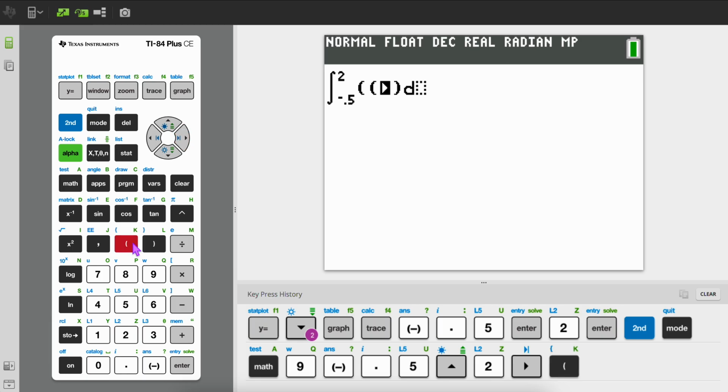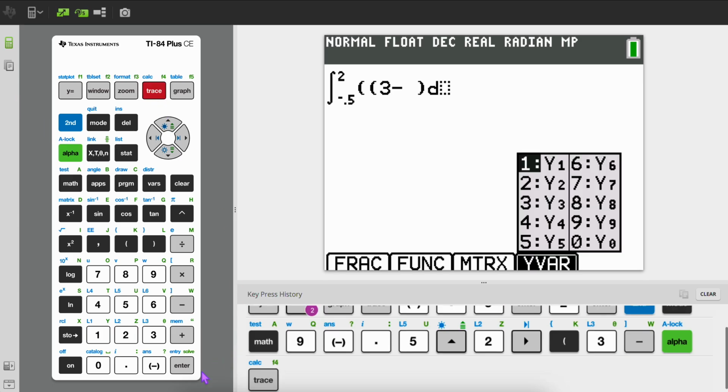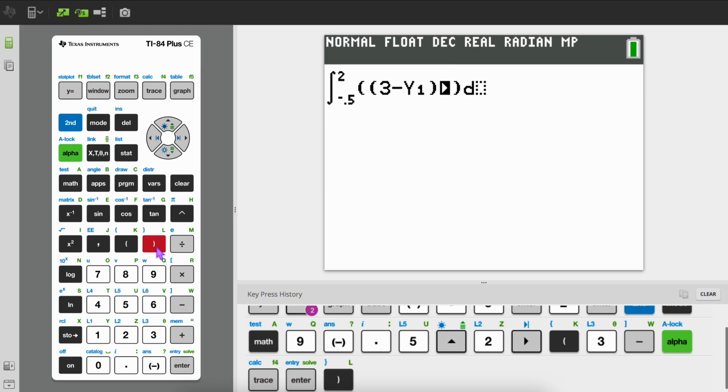So I'm going to do a parenthesis to start that. My top equation is 3 minus, I have my quadratic stored in y1, so I'm not going to bother typing it out again. I'm just going to do alpha trace. And then I'm going to select y1, close my parentheses, but I need to square that whole thing. Right? And then I'm doing it with respect to x.